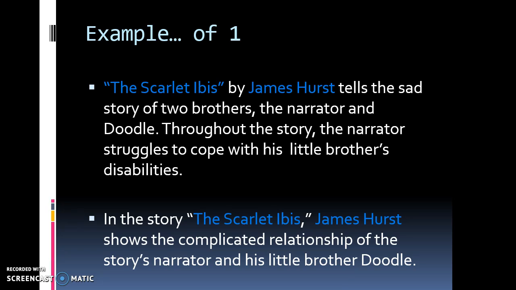So let's look at a few examples of how I can begin this essay. Here's my first example. The Scarlet Ibis by James Hurst tells the sad story of 2 brothers, the narrator and Doodle. Throughout the story, the narrator struggles to cope with his little brother's disabilities. So I make sure to give the selection title, the author, and a quick summary of the main ideas. Or I can organize my intro like this. I can start with, in the story The Scarlet Ibis, James Hurst shows the complicated relationship of the story's narrator and his little brother Doodle. So again, here's the title, author, and a summary of the story.